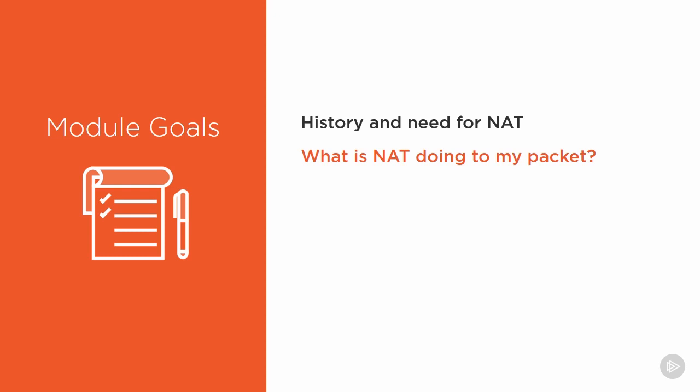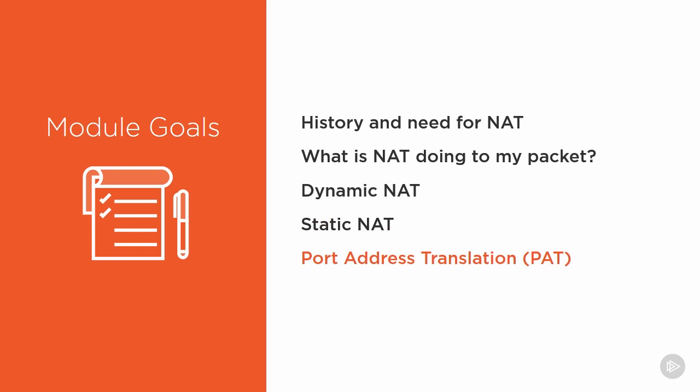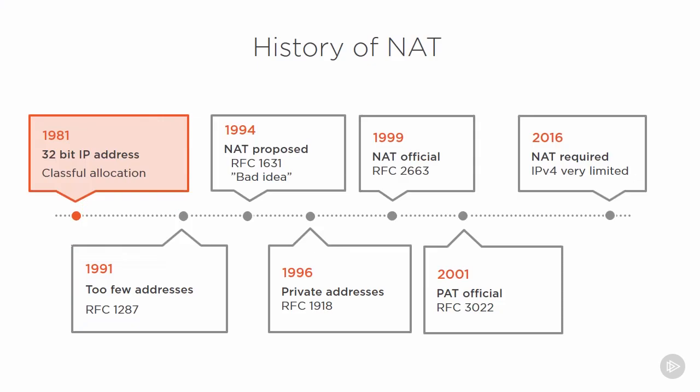I want to take a look at what NAT is doing to my packet. What's happening to my packet as my message traverses some kind of NAT boundary? I want to take a look at what is being manipulated in that packet header. We're going to examine how dynamic NAT works, how static NAT works, and how port address translation works, which are just three names given to doing NAT, which is literally just manipulating information in the packet and segment headers.